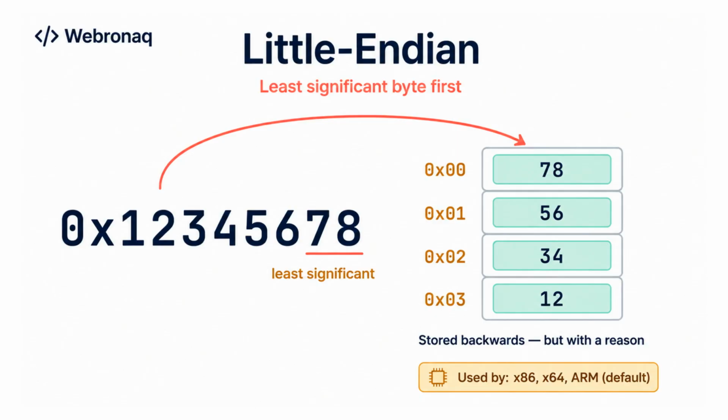And here's the surprise. This is the order your laptop is using right now. Intel and AMD processors, which power almost every Windows and Linux PC, are little-endian. Most ARM chips run in little-endian mode too, which covers your phone, your tablet, and Apple's M-series Macs. So the dominant order in consumer computing is actually the one that looks wrong to a human reading it. Which raises an obvious question. If it looks backwards, why do we even use it?